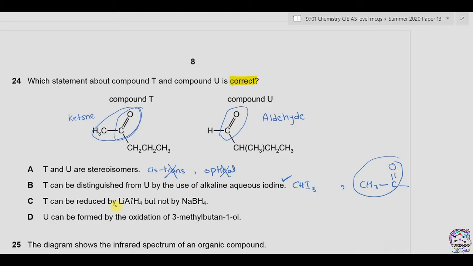C. T can be reduced by lithium aluminum hydride but not by sodium borohydride. Now T is a ketone and ketone can be reduced by both lithium aluminum hydride and NaBH4. Both will convert compound T into secondary alcohol, so therefore it is not correct. D says U can be formed by the oxidation of 3-methyl-butane-1-ol. Let's draw the structure of 3-methyl-butane-1-ol. We have 4 carbon atoms in the long chain. On third carbon atom we have methyl group attached, and on first carbon we have OH group attached.